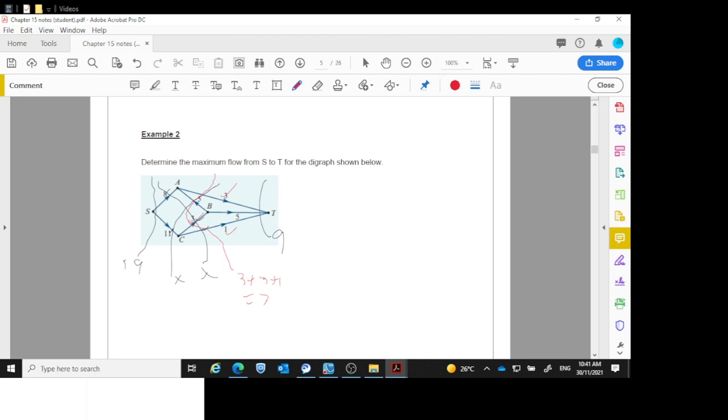Of course, I would be naming them as cut 1, cut 2, cut 3, cut 4, cut 5, and working out the total for each one. But maximum flow equals the minimum cut, which I found as 7, which equals 7. Okay. Now in the SAC you'll need to add up to show the totals, but in an exam you won't need to.